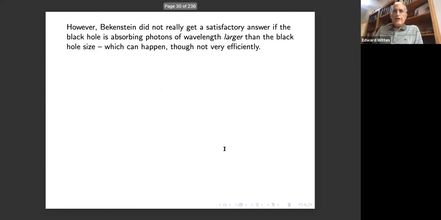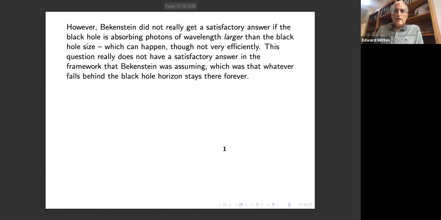But Bekenstein really had a problem. He did not get a satisfactory answer if the black hole is absorbing photons of very long wavelength, which can happen, though not very efficiently. And the question really doesn't have a satisfactory answer in the framework Bekenstein assumed, which was that whatever falls behind the black hole horizon stays there forever.